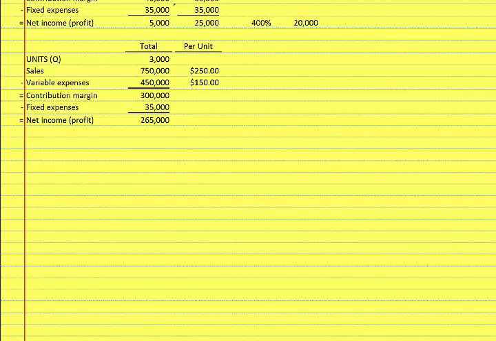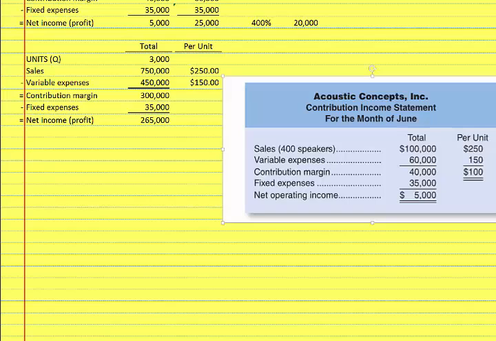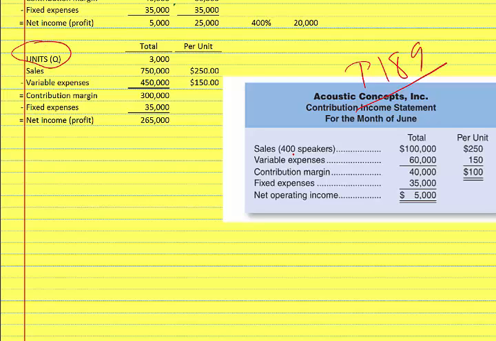Now let's relate what we've done to the text. On page 189 in your book, your authors show this income statement. Looks pretty much like ours, except we show our units on a separate row. They show their units on the same row as the sales in parentheses. Other than that, not much difference. The same per unit information, $250 selling price, $150 in variable expense per unit, as we have.